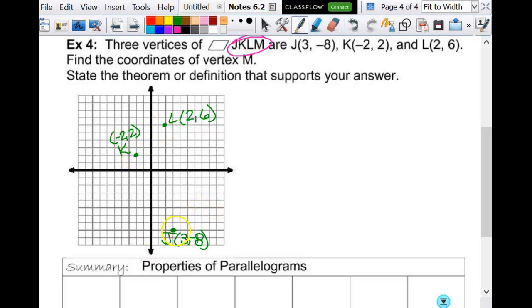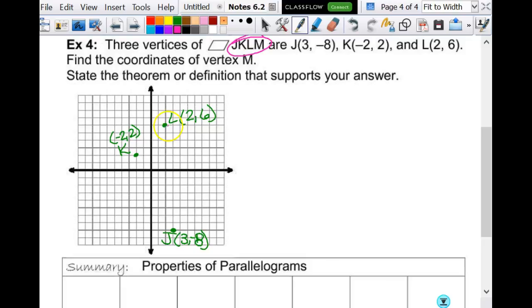If M was over here, it would be JMKL. Does that make sense? So it could be in 2 different spots, but the name tells me where it's got to be. It's got to be in quadrant 4. That's at least something that I need, right? So do you think that we could figure out where it is before we did any work at all? Kind of by counting, yeah?